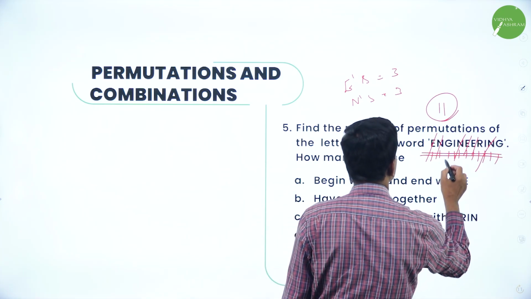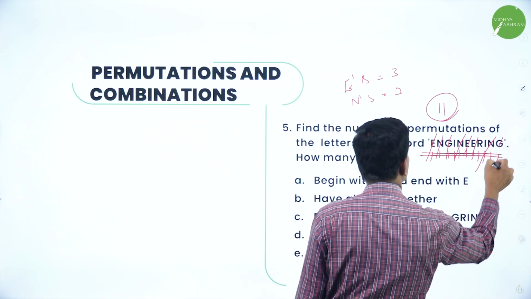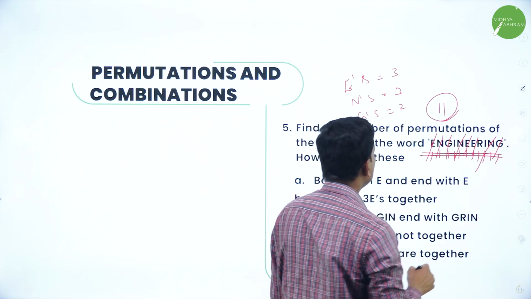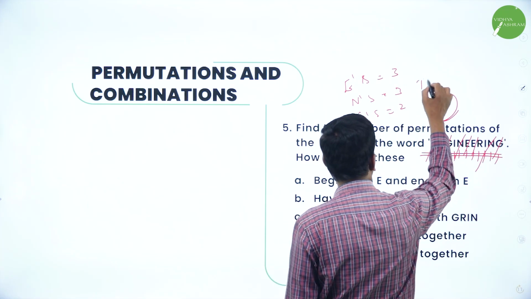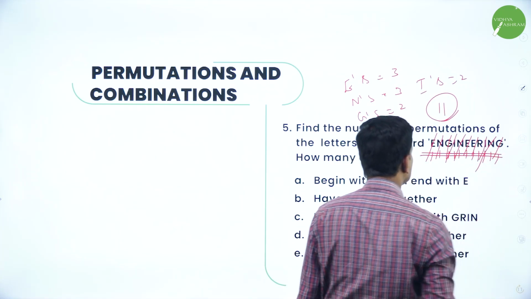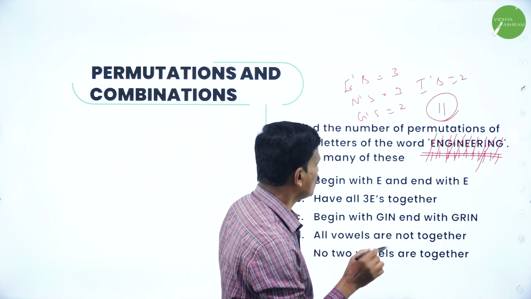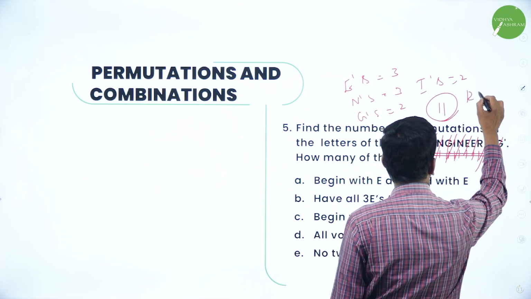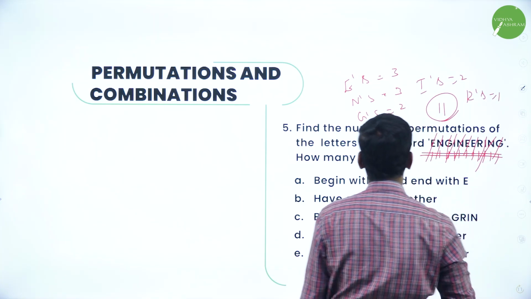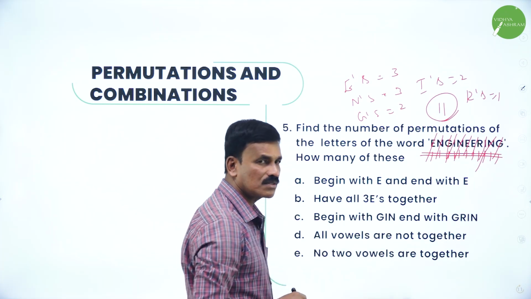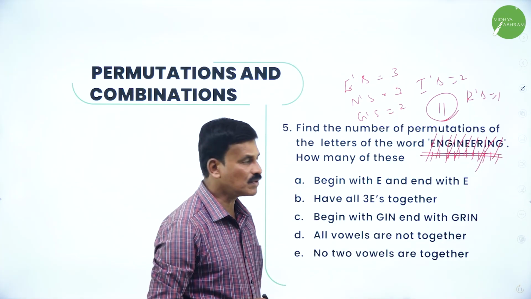Then G, how many G's are there? 1 and 2. There are 2 G's. And the remaining I, how many I's are there? I's are 2, that is 1 and 2. So the remaining letters are 1, 1, 1. Only one letter is left, that is R. R is 1. So totally 3 plus 4 plus 6 plus 1. Yes, 4 plus 6 is 10, plus 1, 11 letters.